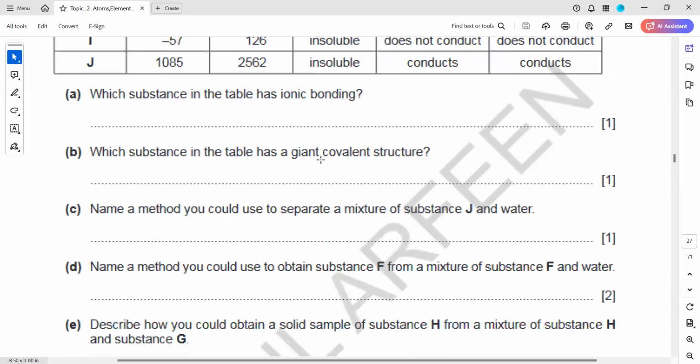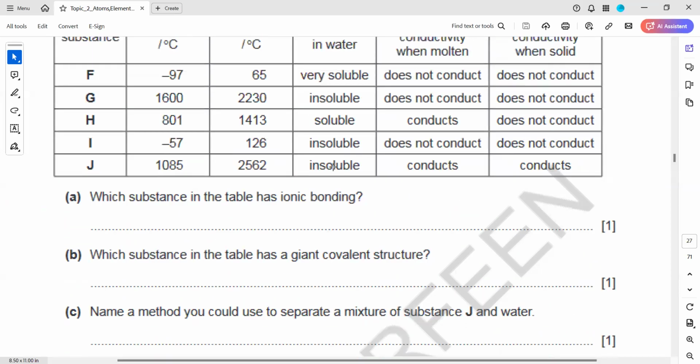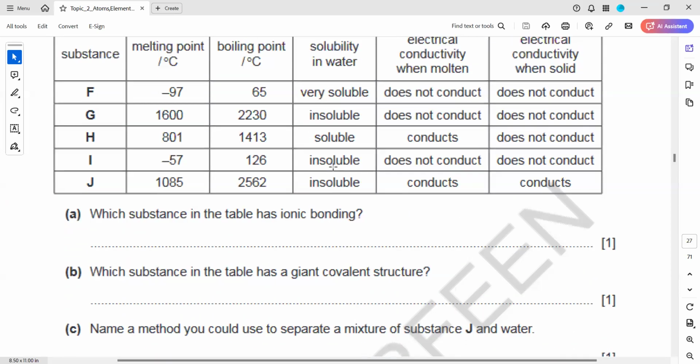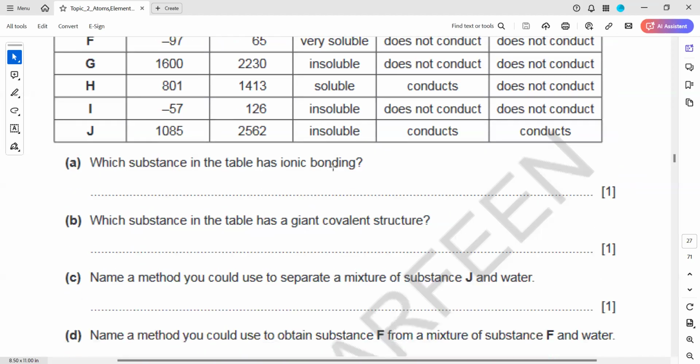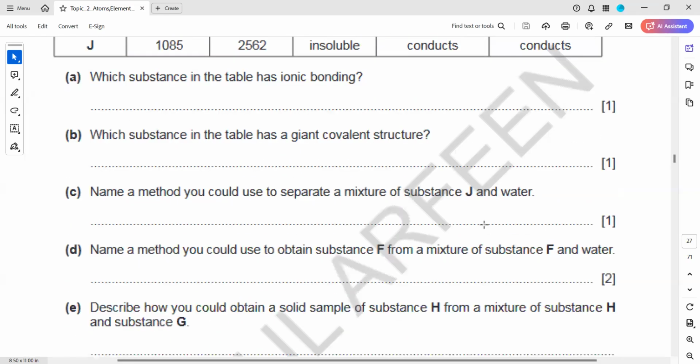Name a method you could use to separate the mixture of J from water. J is insoluble in water. If you want to separate an insoluble substance from the water, we use filtration, of course, filter. Because it is insoluble, the water goes through the filter. So J is insoluble, so we use filtration. If it is soluble, we use crystallization.